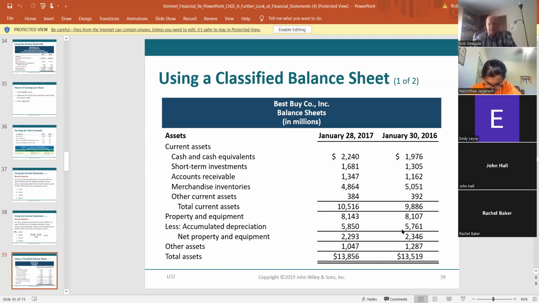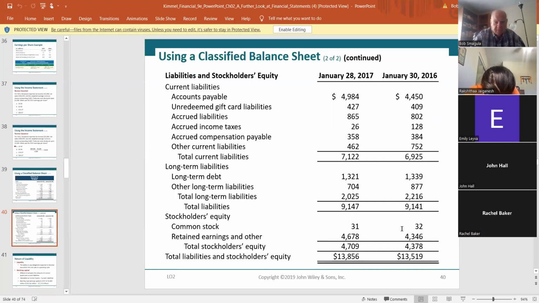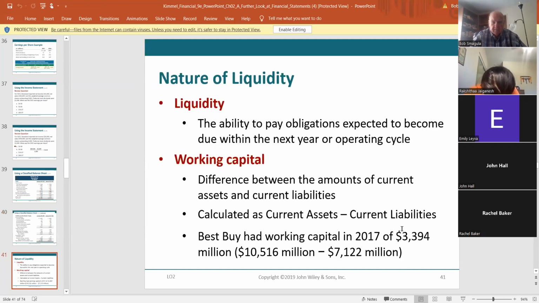Here they're showing you two balance sheets side by side because we're going to need them in some of these measurements. You might need two income statements. You might need two balance sheets. And here we go. Look at the size of this thing. A lot of current assets, equity, common stock. Okay, that's fine.